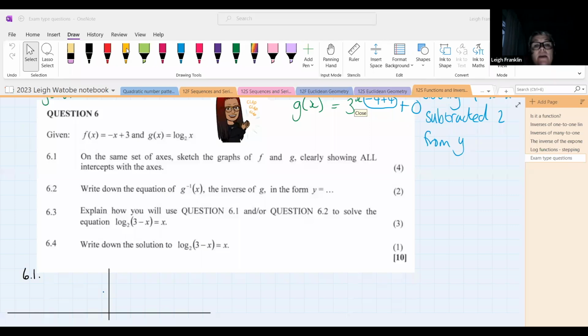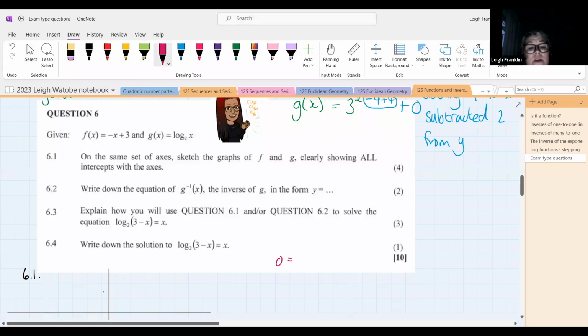Exactly, we'd make y equal to 0. So again, that's very, very easy for us. Making y equal to 0, we'd end up with negative x plus 3. So that means that x would be equal to 3.